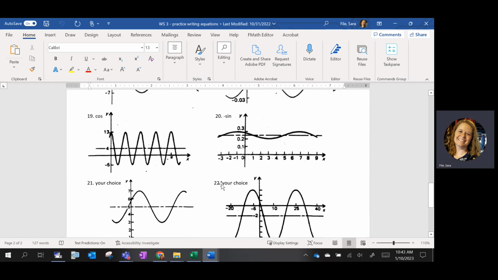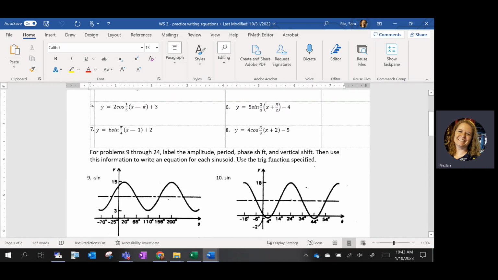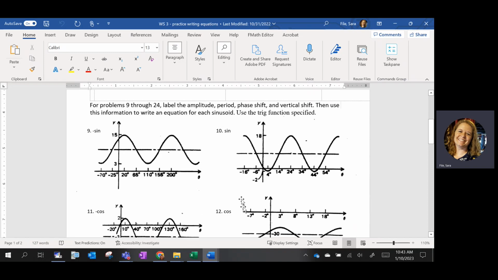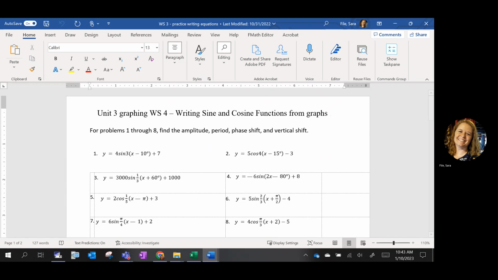So y'all have the rest of class to work on this. Again, you're doing half of the graphs, but all of the first section. So do all 8 of these, and then you're going to do half of the graphs. Okay? All right. This will be due on Thursday.